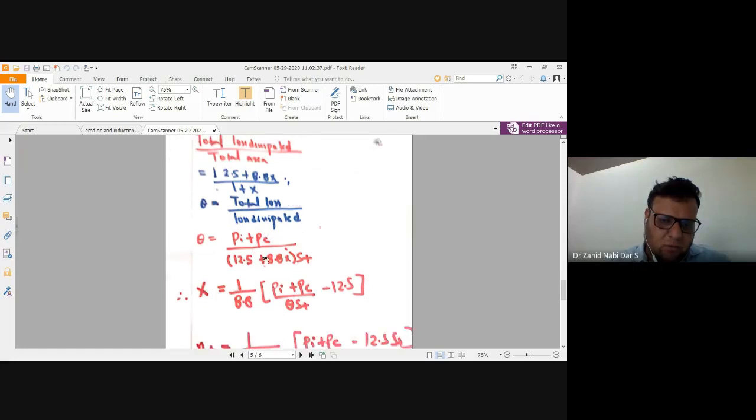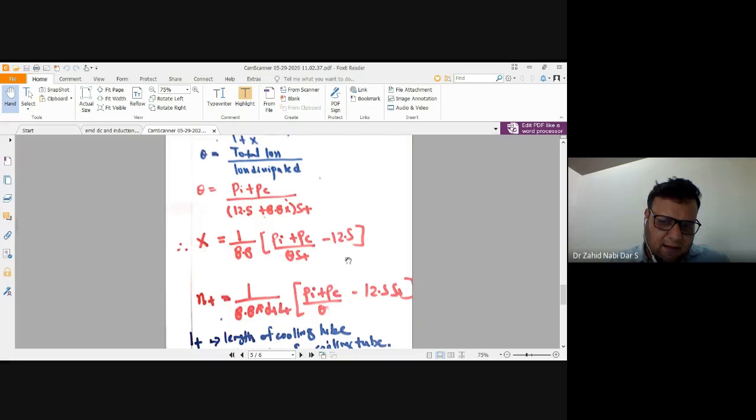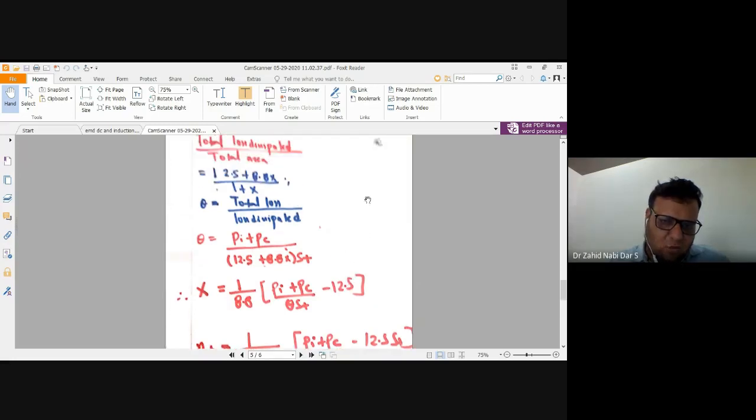Now you need the value of x, which you can get from this rearrangement. So you rearrange this equation, and you get x equal to 1 divided by 8.8 times (Pi plus Pc) divided by theta St, minus 12.5, and then the number of tubes. Basically this is for the number of tubes. We need not do all this.